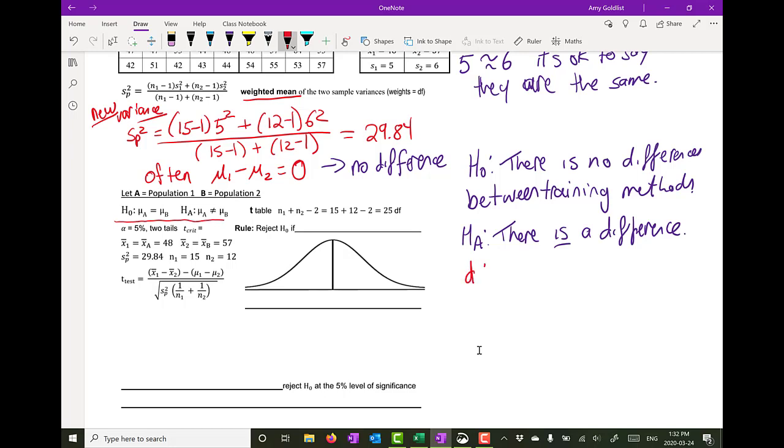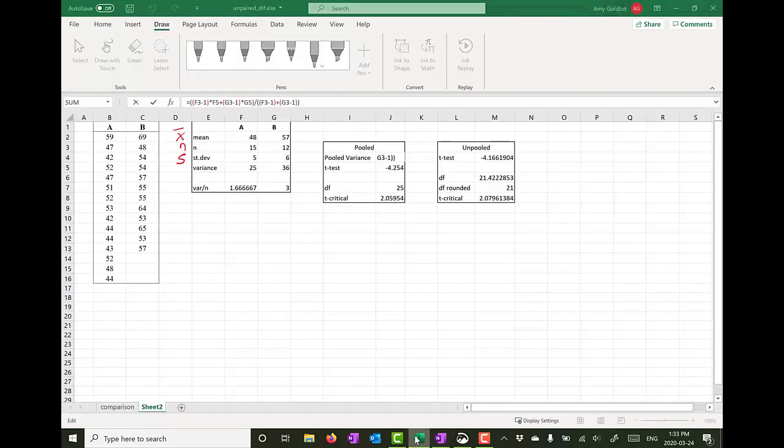Our degrees of freedom here is that same denominator, 15 minus 1 plus 12 minus 1. That's also all of the data points we have minus 2 for the two variables. We can calculate this as well, and then we look up in the t table what our critical value is. So our t critical turns out to be 2.060, let's round. If we didn't have a t table, again, that is built into most computer programs. We can just look that up.